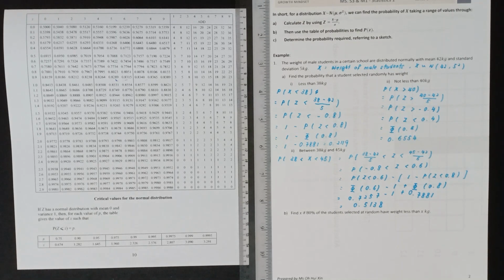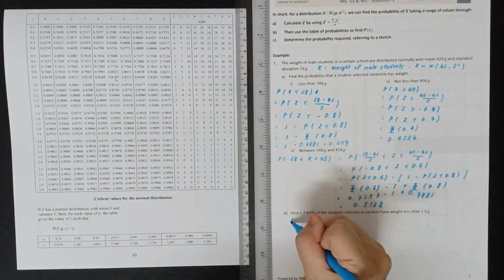Find x if 80% of the students selected at random have a weight less than x kg. This is like in lesson 2, where given a probability, you find your z. This one is, given a probability, how do you find your x. It's a two-step process: you find the standardized value, then you find the actual value in your random variable x. So how do you write that? Try to write down a statement that represents this sentence first.